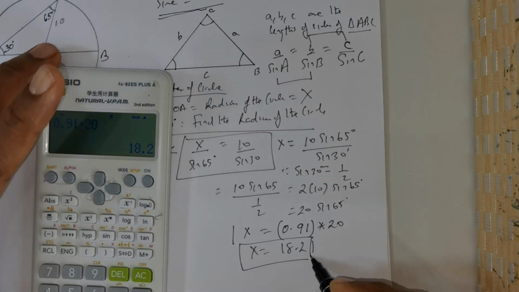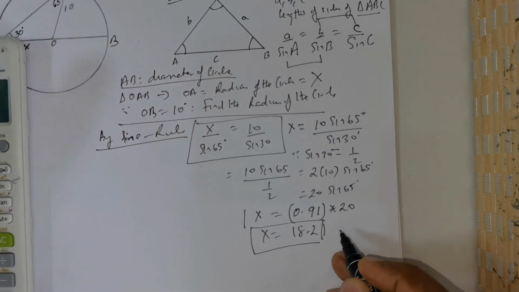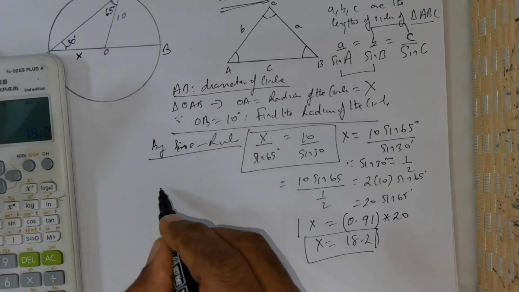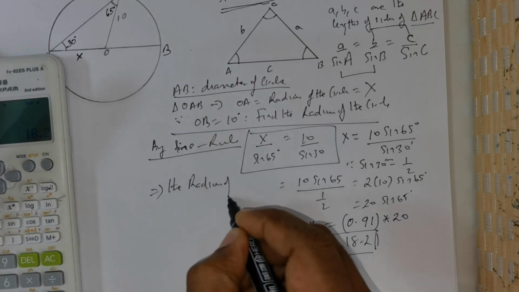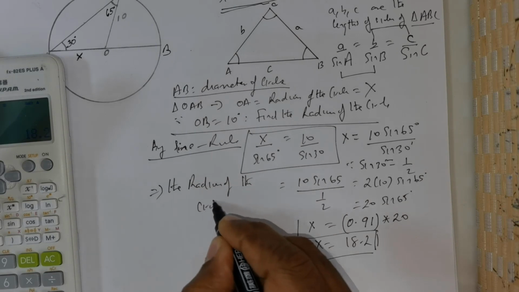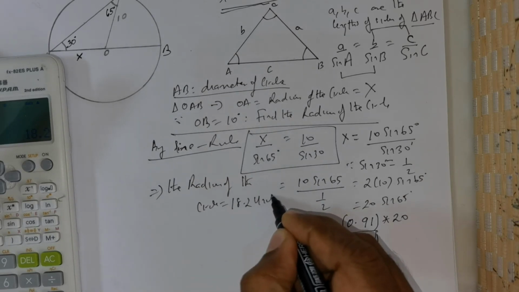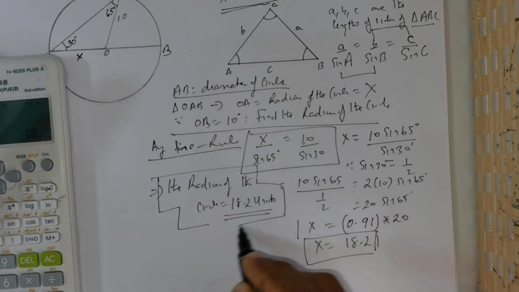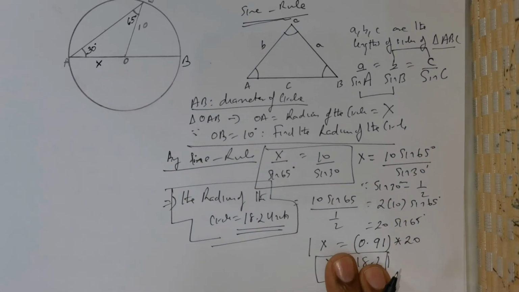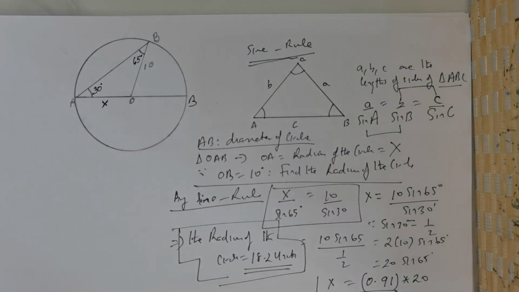So this is the radius of the circle, right? So this means the radius of the circle is equal to 18.2 units. So we have obtained that, and we have just used the law of sines, or sine rule, you can call it like that. So having obtained this, let me move on.